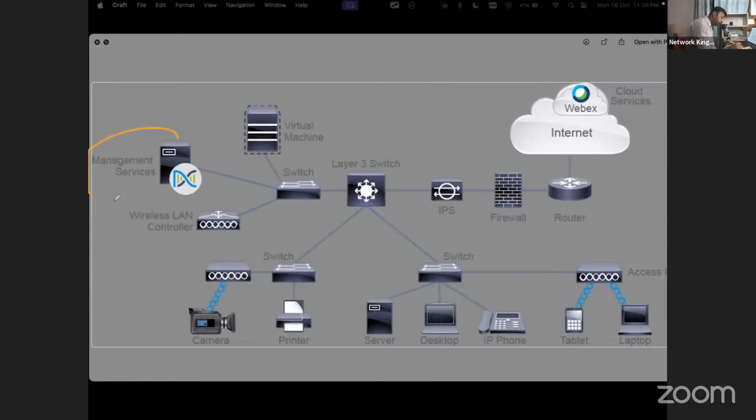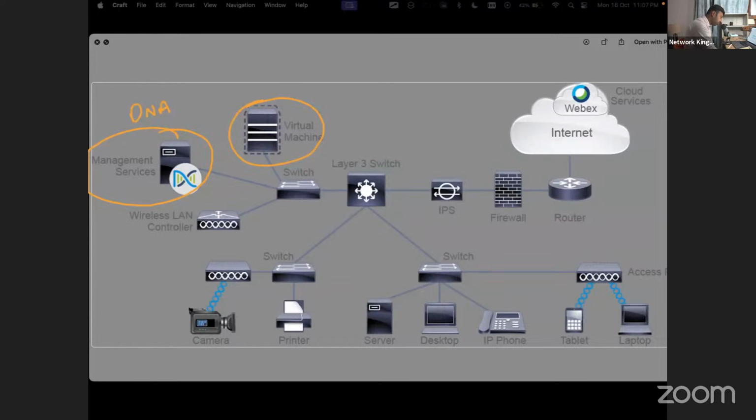Now you see this. There are some softwares in networking, like management services and all, which we'll discuss. Like Cisco has a software called DNA, which we will discuss. Now you can see there is a device called virtual machine. What is a virtual machine? Like there is one server, and if you create multiple machines inside that one server, they are called virtual machines. Have you heard about VMware, guys? VMware, VirtualBox.